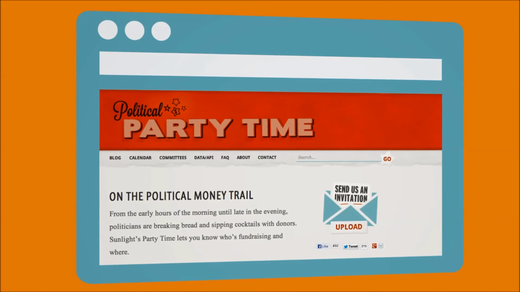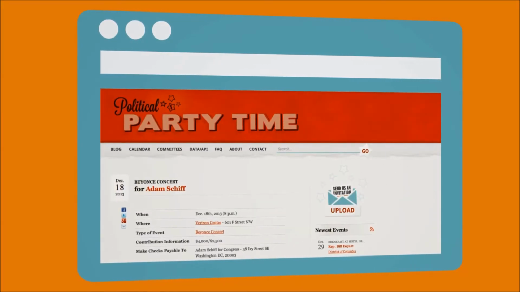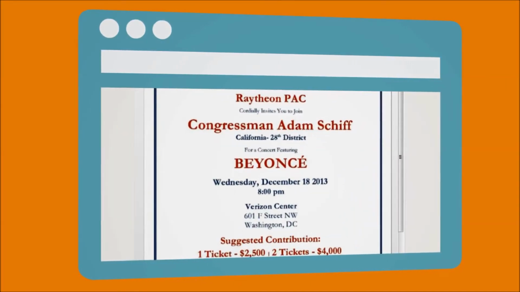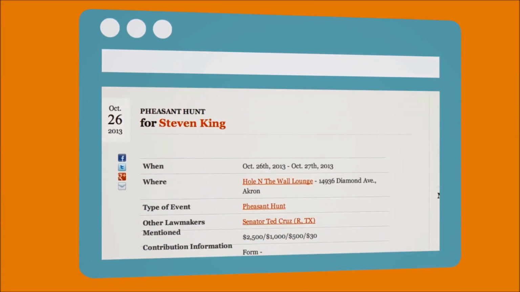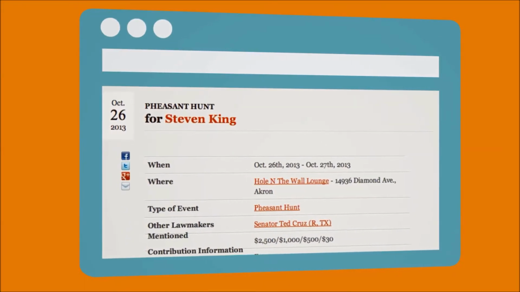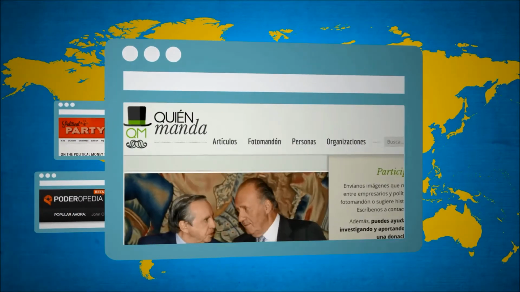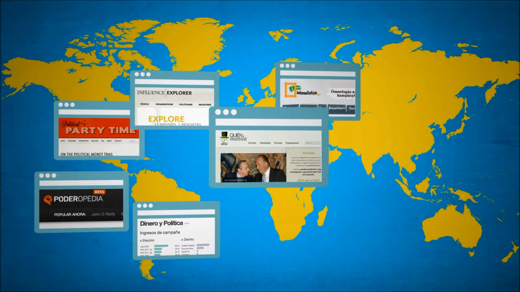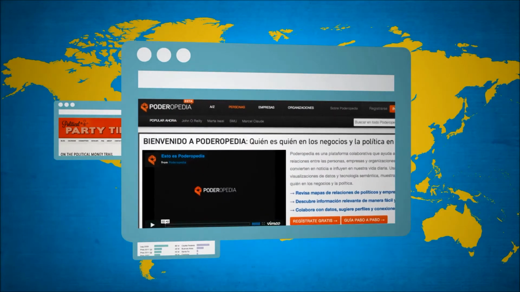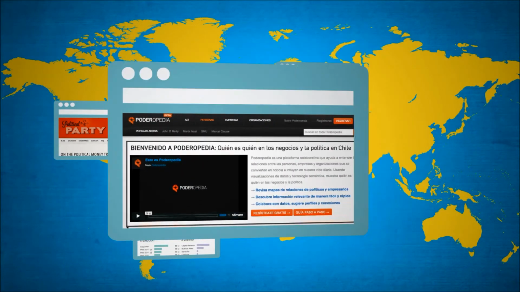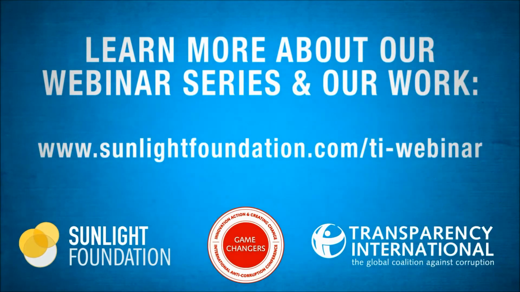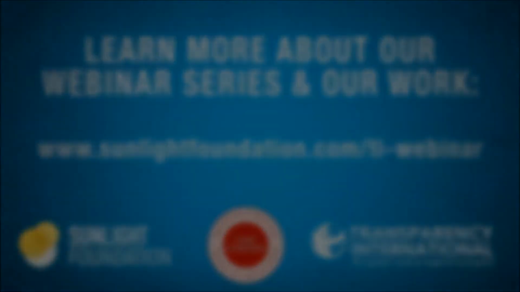Another Sunlight tool collects campaign fundraiser invitations and shows where politicians are campaigning and how special interests are buying access to candidates. These are just a few examples of how technology can expose where democracies need improving. But we need more tools like these in more countries. Learn more about Transparency International and Sunlight Foundation's work to create tools to uncover the influence of money in elections.